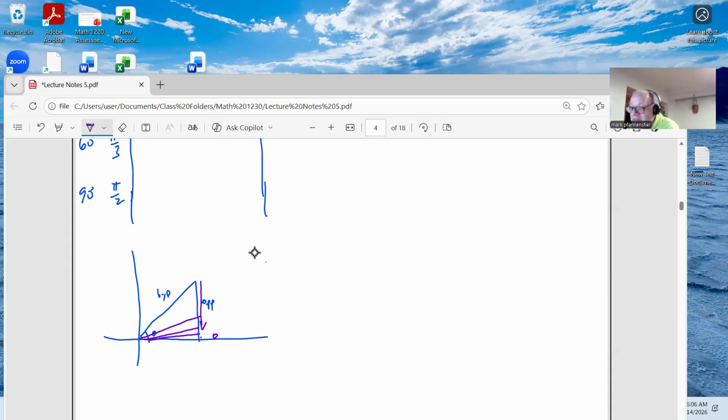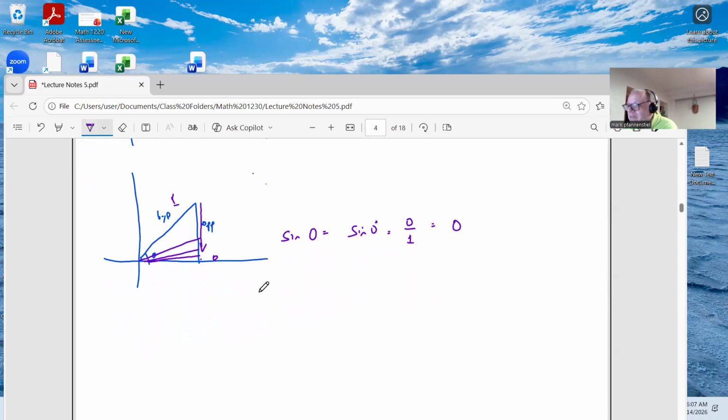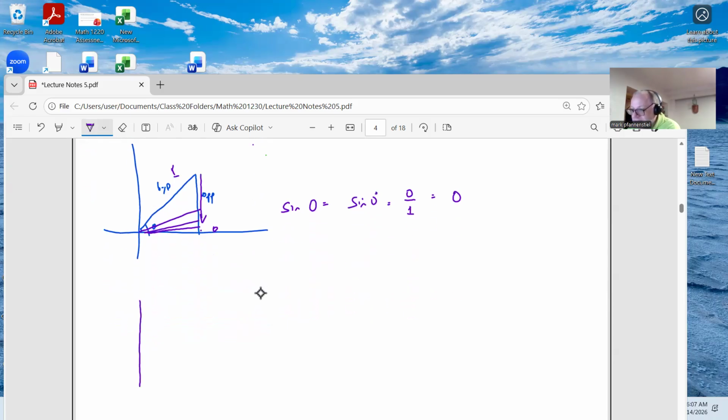So the sine of 0 degrees or 0 radians is going to be 0 over my hypotenuse. We're always going to make my hypotenuse 1. So here we have our sine of 0 is going to be 0. We also have to do the sine of 90 degrees. Let's look at what that looks like. So I've got my triangle here. Here's my angle.